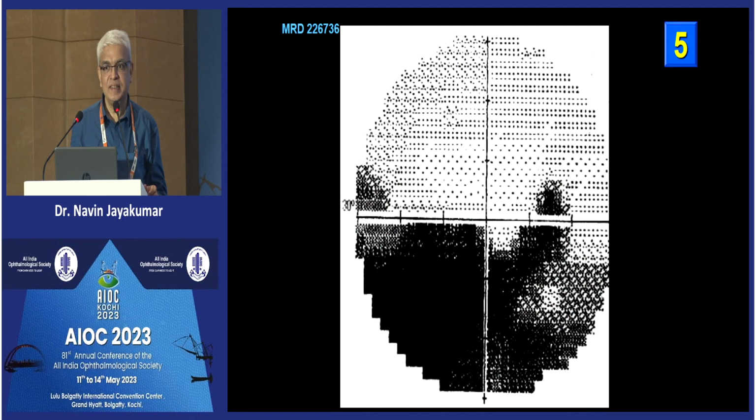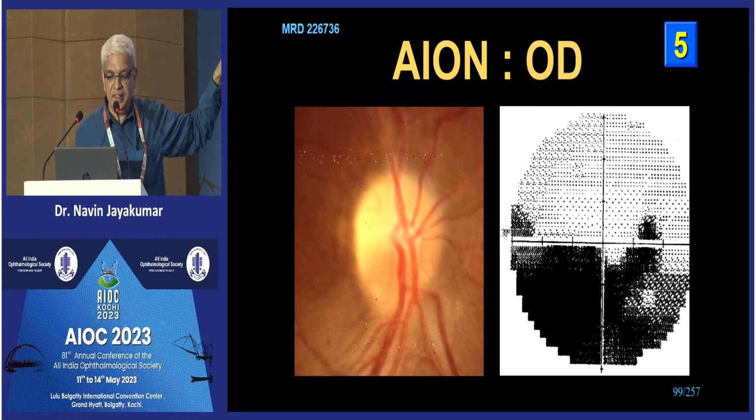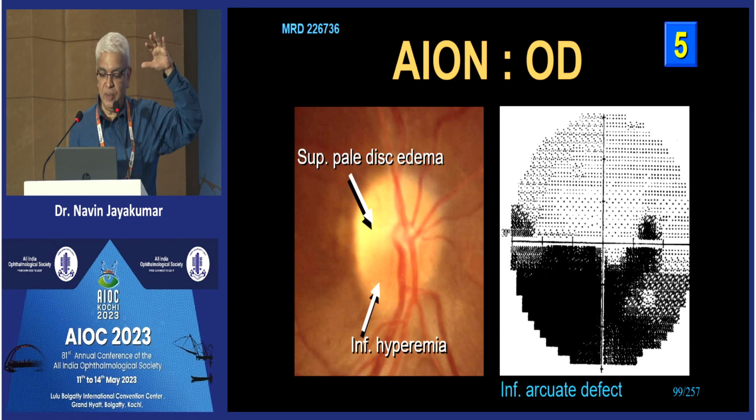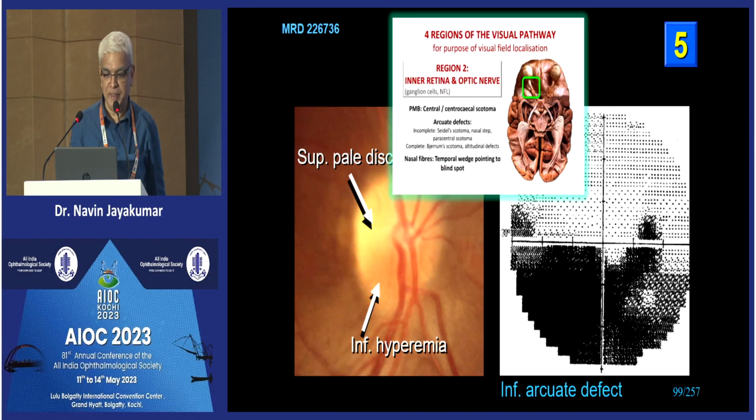What about this? This is an inferior. It kind of looks arcuate, isn't it? Because one part of it is free, but also it's coming right up to the fixation. Okay, so it wouldn't be wrong to say this is like an inferior arcuate defect if you had to describe it, but coming right up to the fixation. So this is almost in the similar flavor as an altitudinal. This patient had an ischemic optic neuropathy, and you can see the upper pallor corresponding to the inferior defect. Okay, so this is region 2, your optic nerve.